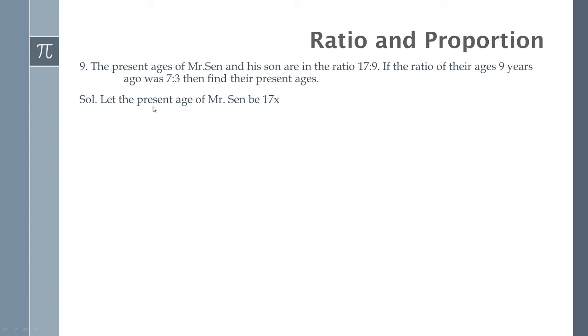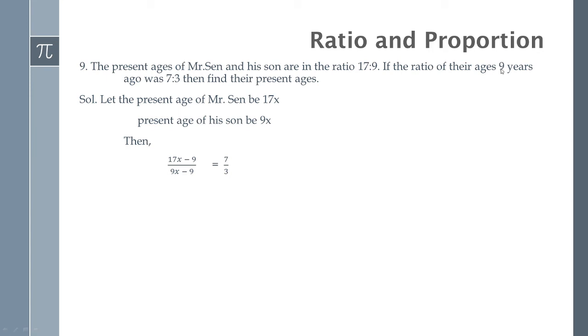Now, let the present age of Mr. Sen be 17x, and the present age of his son be 9x, because we don't know what the present ages are. Then here, be careful: 17x minus 9 and 9x minus 9 is equal to 7 by 3. In the previous sum we have done the same thing. Here 17x is subtracted with 9. Why? Because it's 9 years ago. What was the age? We don't know, right?